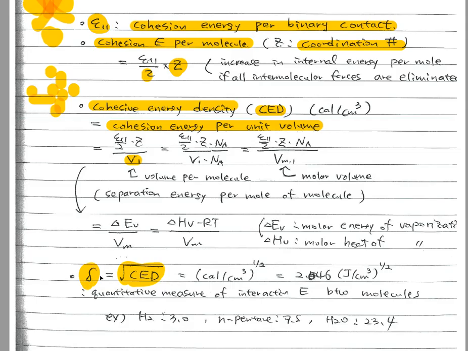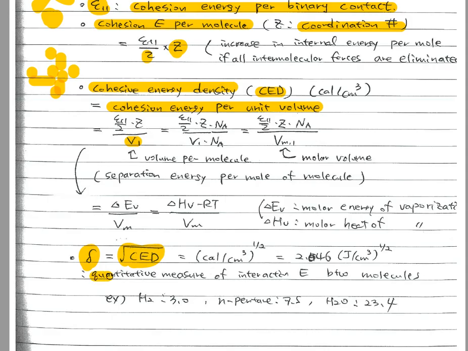The definition of delta, the Hildebrand solubility parameter, is root CED, okay? Cohesive energy density, cohesive energy per unit volume. So this solubility parameter has the meaning of cohesive energy of the same molecules. Basically, it is a quantitative measure of interaction energy between molecules. It's simple, right? So the detailed equation is not important.